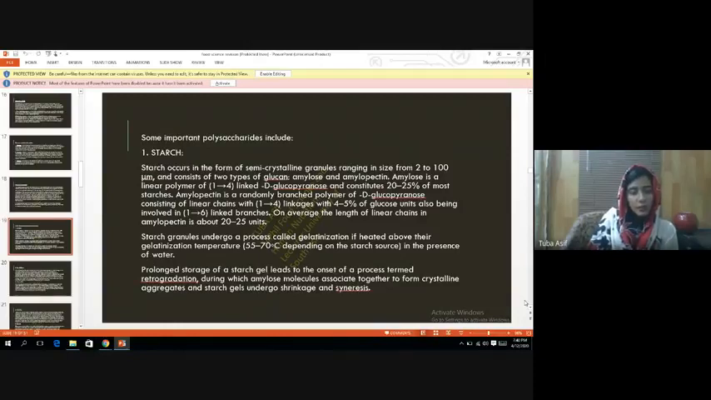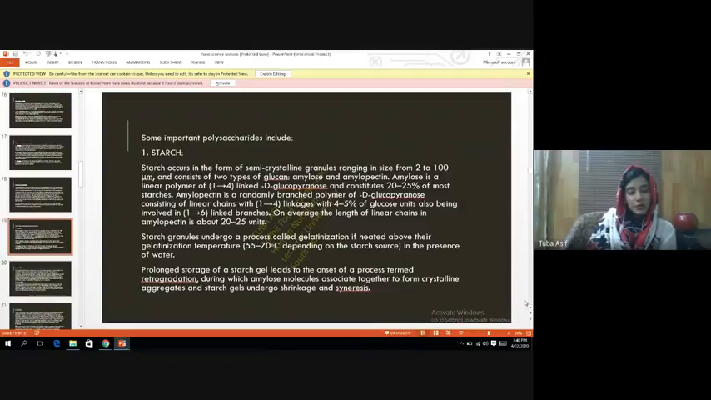Amylose is the linear polymer, that is the linear straight chain, whereas amylopectin is randomly branched and it makes various linkages of glucose units and also involves 1 to 6 linked branches. On average, the length of the linear chain in amylopectin is about 20 to 25 units.